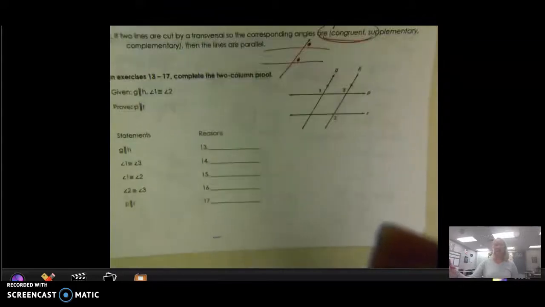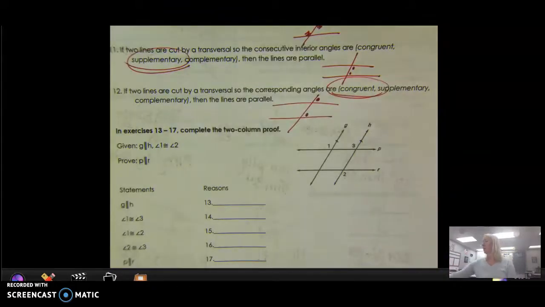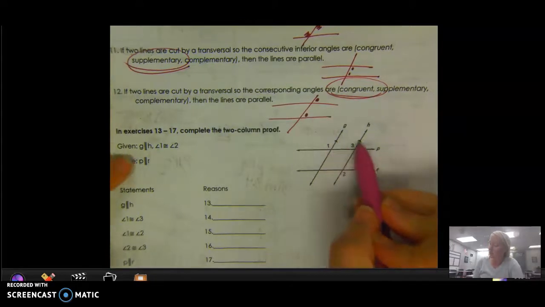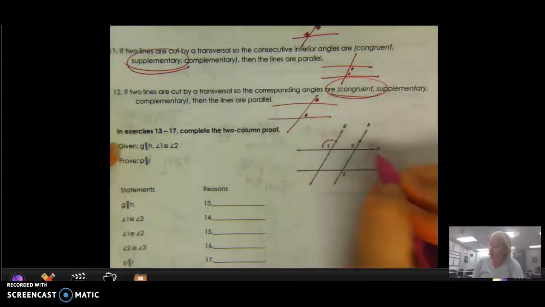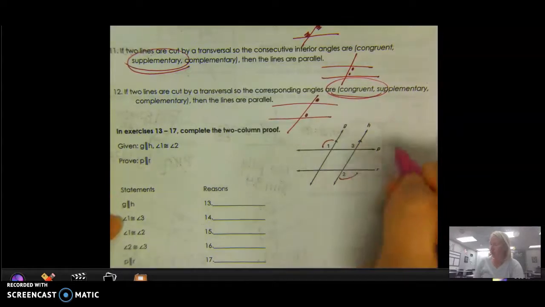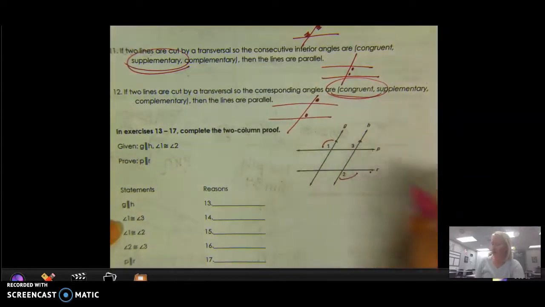All right, and then our favorite, a proof. What I would like for you to do is pause me and go ahead and try this proof. Unpause me when you're done. All right, so they're telling me G and H are parallel and that 1 and 2 are congruent. I need to prove that P is also parallel to R.